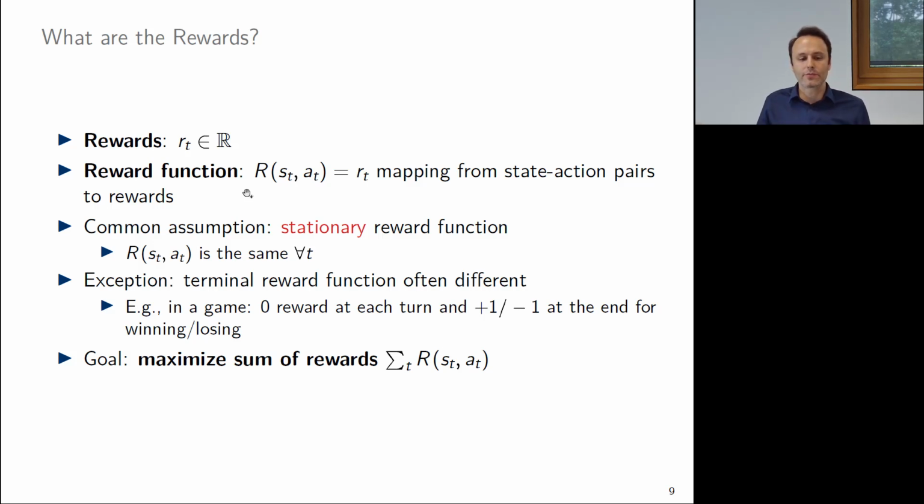Commonly, these reward functions are assumed to be stationary. That means they're the same at each time step. But it could be also that they differ. So, for example, if you think of playing a game, like a chess game or a game of Go, then in every turn you have a reward of 0, and only at the end of the game you know whether you won or lost. So for the learning, you need to see then the reward at the end of the game that is capturing all your moves. The complete sequence of moves that you made are then captured in this +1 or -1.